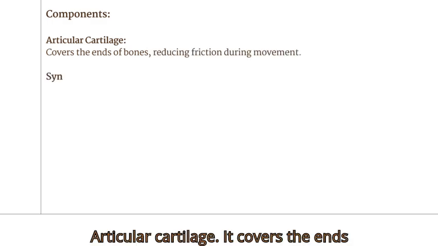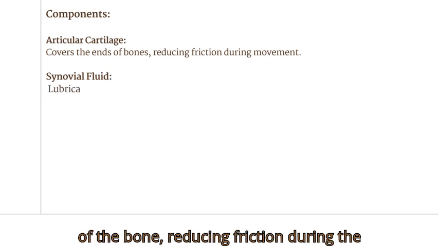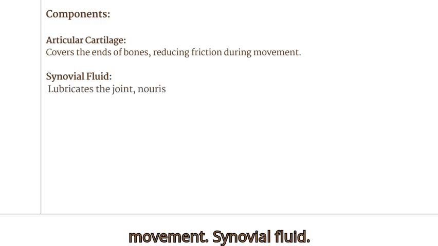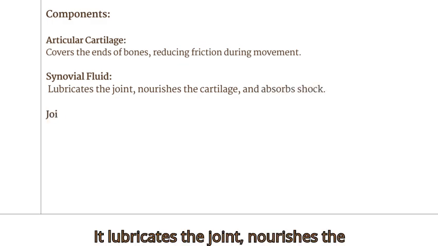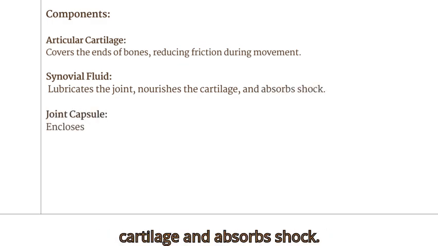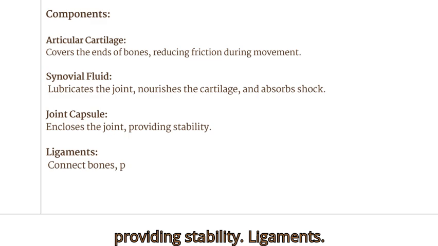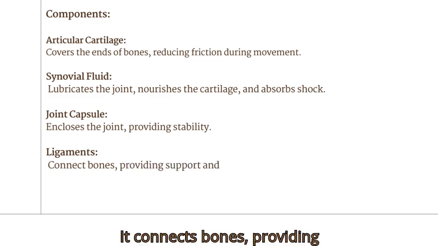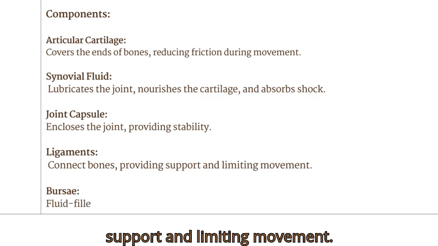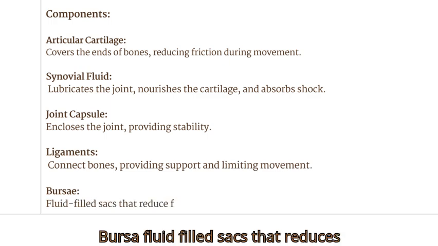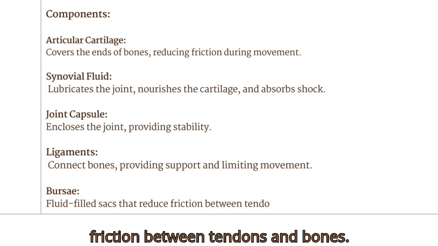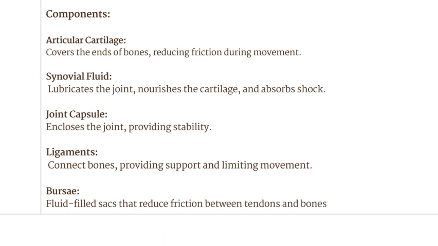Articular cartilage. It covers the ends of the bone, reducing friction during the movement. Synovial fluid. It lubricates the joint, nourishes the cartilage, and absorbs shock. Joint capsule. It encloses the joint, providing stability. Ligaments. They connect bones, providing support and limiting movement. Bursa. Fluid-filled sacs that reduce friction between tendons and bones.